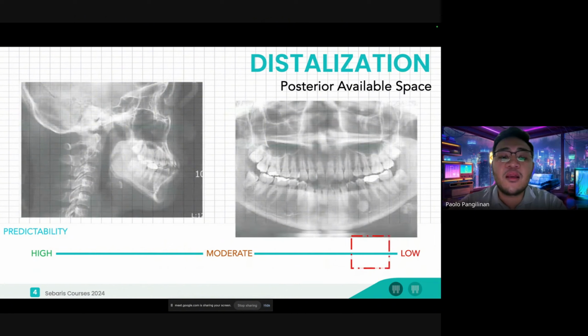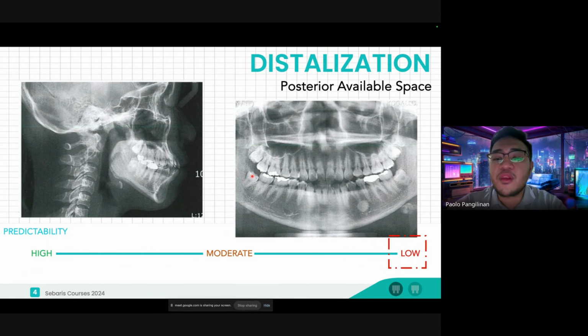Now, if you have something like this, even on the simulation you can distalize it. In reality, it's not going to work. Why? Because the bone is going to stop you from distalizing. Even if you extract the eights, especially on the lower, you don't have enough posterior available space. So, starting from the diagnosis and treatment planning, deciding on the first step, which is your space creation, and right here you see that you cannot distalize, you might have to look at other options at this point. Perhaps go for extraction, perhaps IPR, perhaps expansion, perhaps proclination, anything that would generate your space.